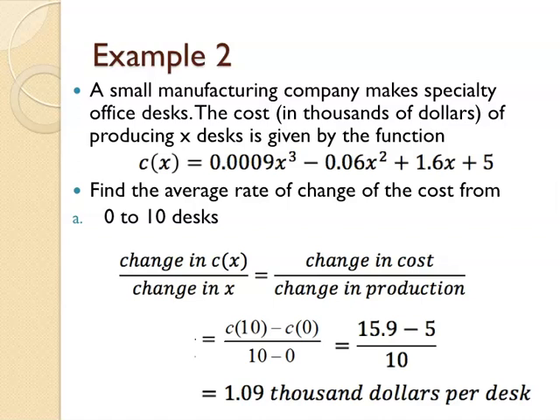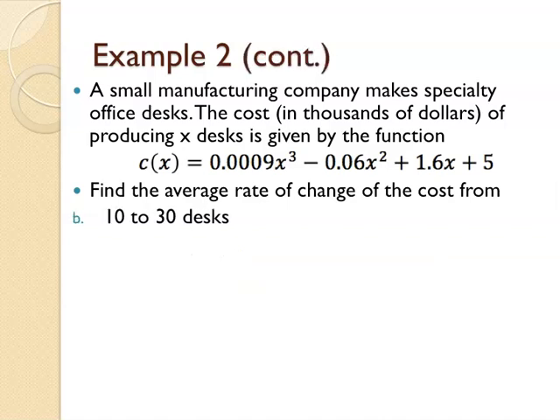Now, let's find out what the average rate of change is going from 10 to 30 desks. We said we predict that this should be a lower rate of change because we're already producing desks, as opposed to part A, when we went from not producing any desks to 10 desks. We had to put in a lot of money for manufacturing costs that weren't there before. Manufacturing costs meaning costs that aren't related to materials used to create those desks.